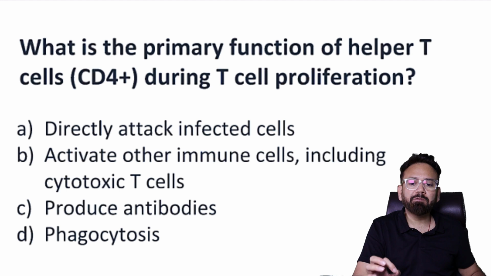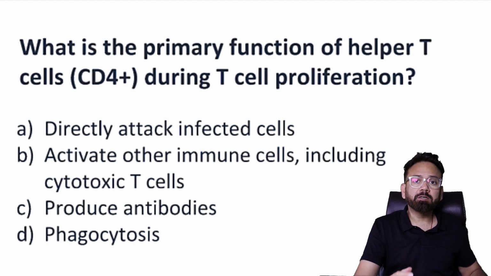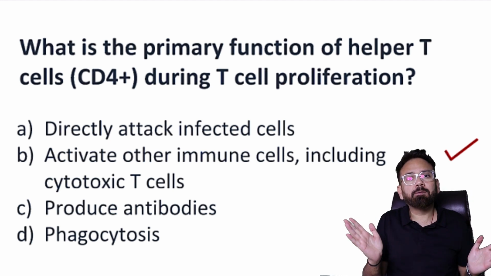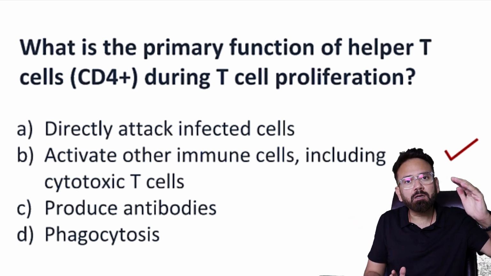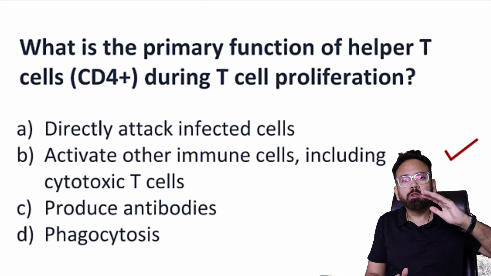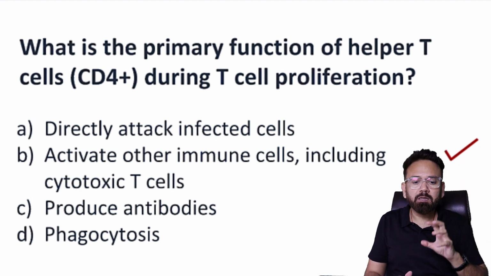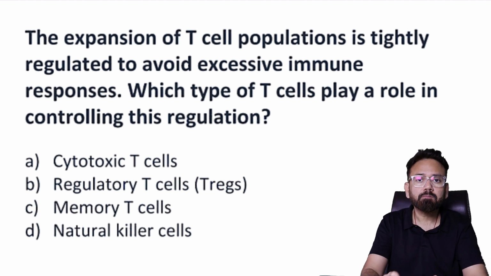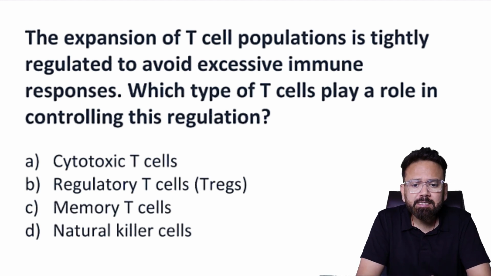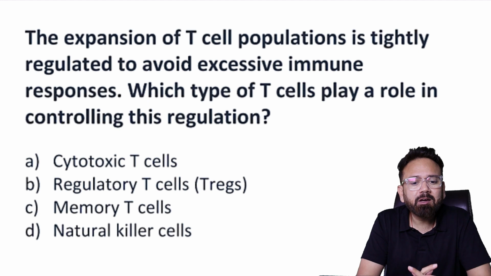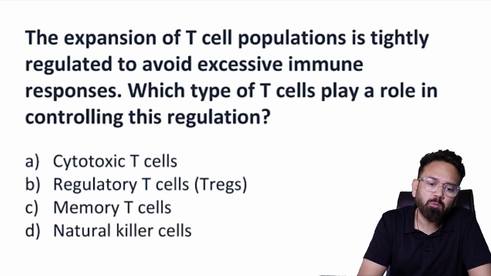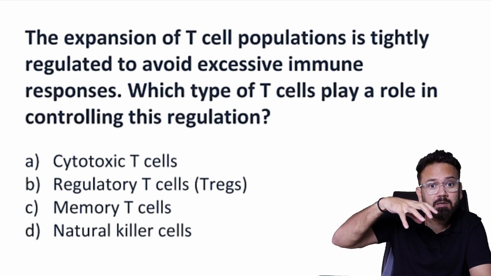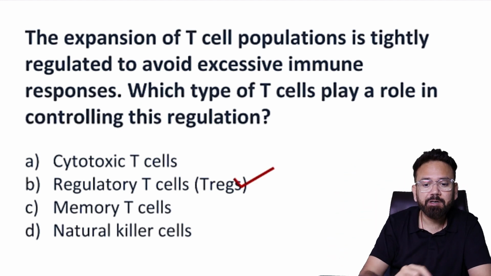Third, what is the primary function of helper T cell? During T cell proliferation, we know to activate other immune cells, either they can include Th1 or Th2. If Th2, then B cell antibody. If Th1, they form cytotoxic T cell. The last and the most important. The expansion of T cell population is tightly regulated to avoid excessive immune response. Which type of T cell plays a role in controlling this regulation? The negative feedback, regulatory T cells.